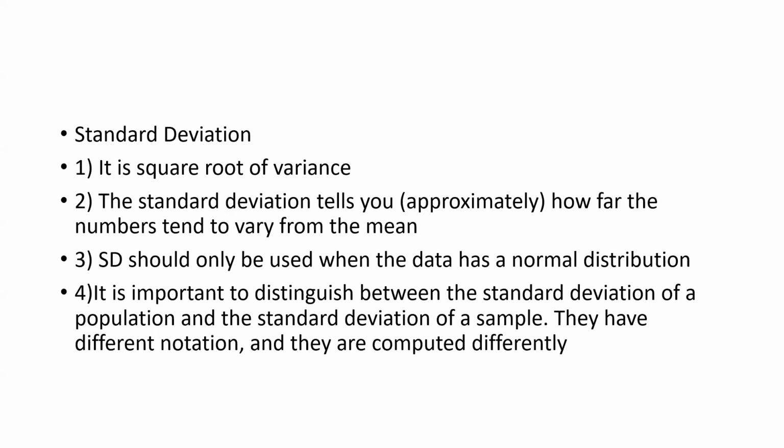Standard deviation is the square root of variance. The standard deviation tells you how far the numbers tend to vary from the mean. Standard deviation should only be used when the data has a normal distribution. It is important to distinguish between the standard deviation of the population and the standard deviation of the sample. They have different notation and they are computed differently.